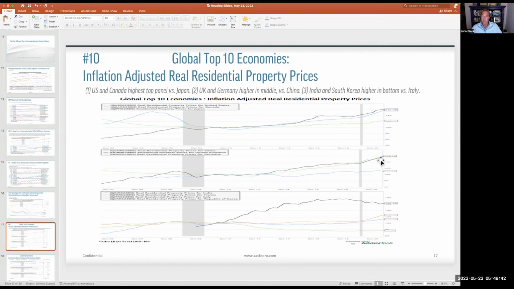Worry about UK and Germany has a much worse situation, right? Here we've got Japan versus Canada and US. Definitely US and Canada. Here we've got UK and Germany versus China. Definitely UK and Germany. And down here, we've got India and South Korea. And at the bottom, we've got Italy.